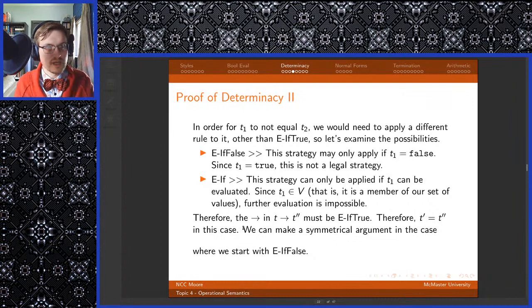Because this is a traditional proof, rather than detailing all of that out with E if true and E if false playing reversed roles, we can just say the argument for the case where we start the case analysis for E if false is symmetrical to this one, so we don't need to do them twice. If you understand the one for E if true, you understand the one for E if false. We are proving determinacy for UAE, and hypothetically, we would have to do the same thing for some other syntax.